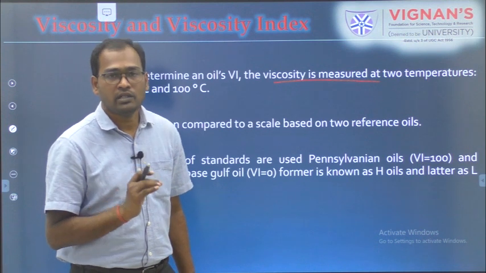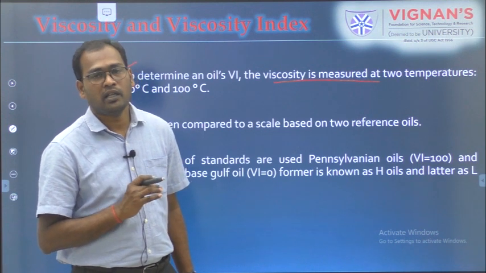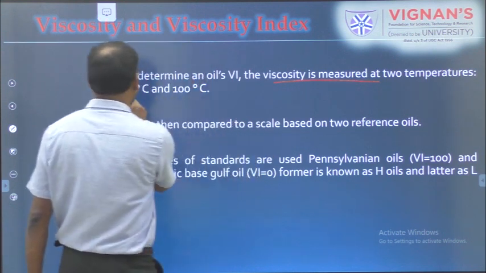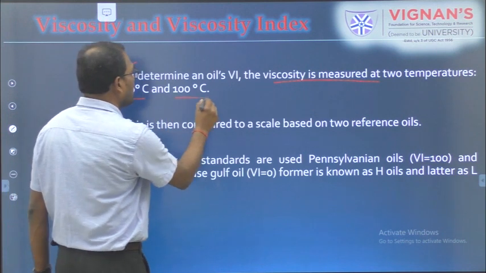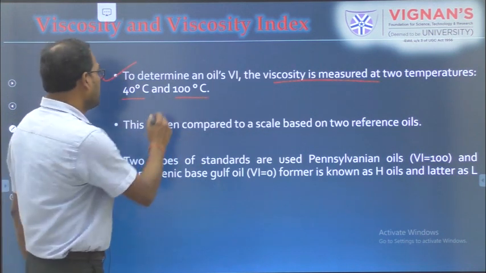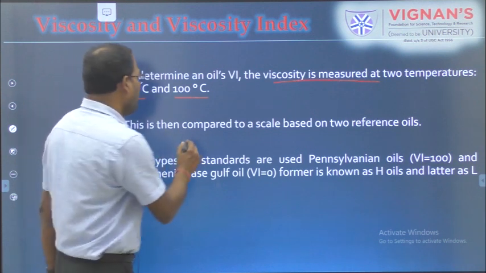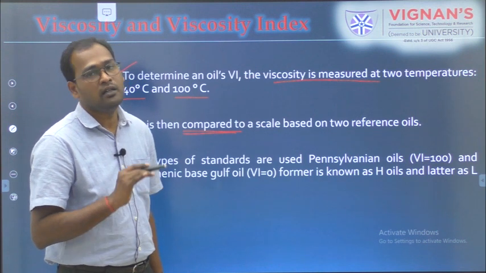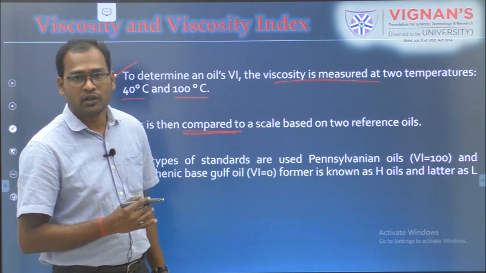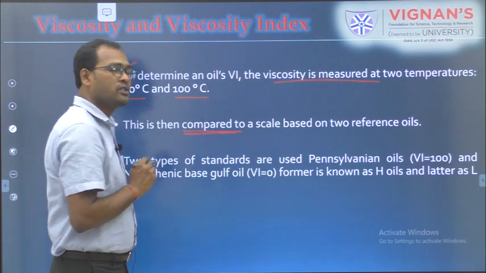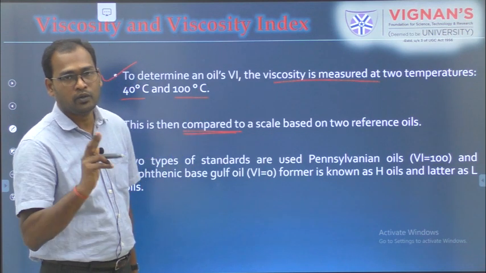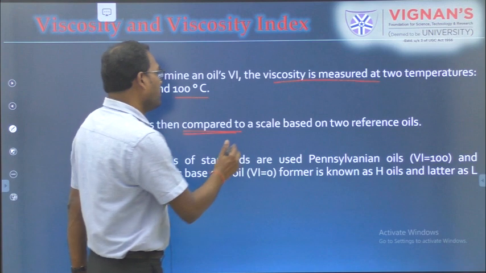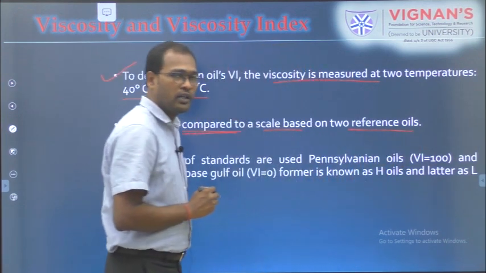To determine the viscosity index of an oil or a lubricating material, the viscosity has to be measured at two different temperatures, one at low temperature around 40 degrees and the other at 100 degrees Celsius. These values are then compared with a standard material or a standard oil, which has its own viscosity value. So, once you measure the viscosity of your test liquid at two different temperatures, that viscosity is going to be compared with two reference oils.